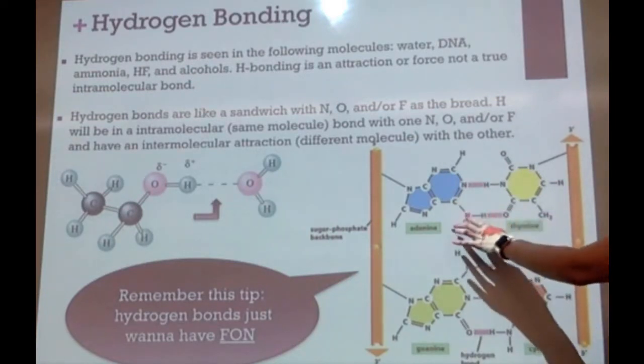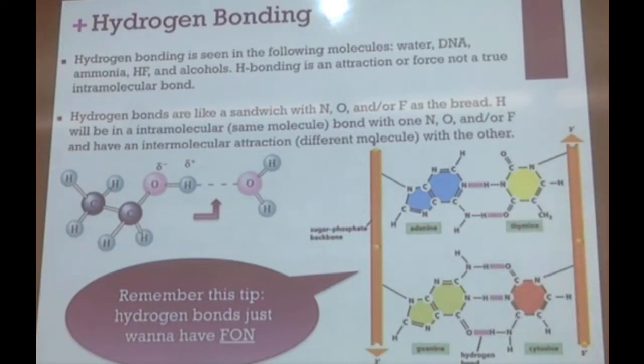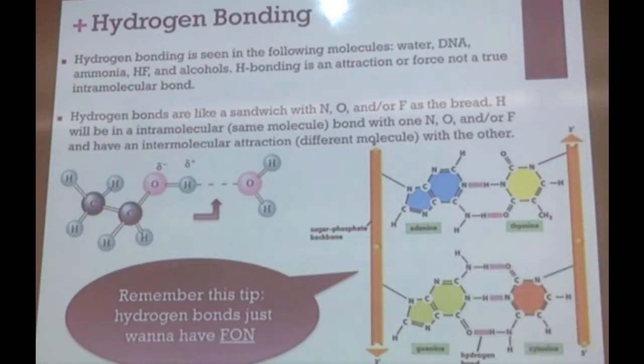Here, hydrogen covalently bonded to N, and then that hydrogen is attracted to an O in another molecule. Same thing here. Hydrogen covalently bonded to N. If we had a hydrogen covalently bonded to a C, that would not hydrogen bond. The hydrogen has to be bonded to N, O, or F in order for it to have the potential to hydrogen bond. H will be in the middle, and then N, O, or F has to be on both sides.